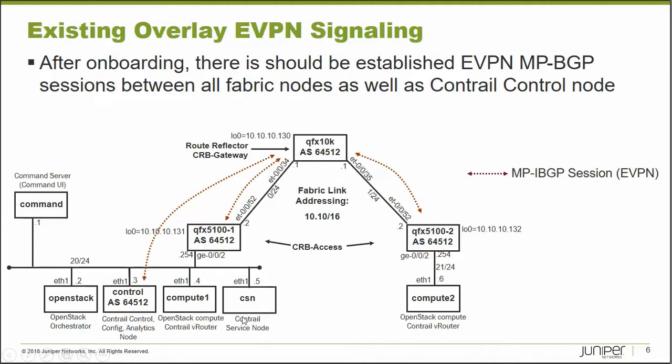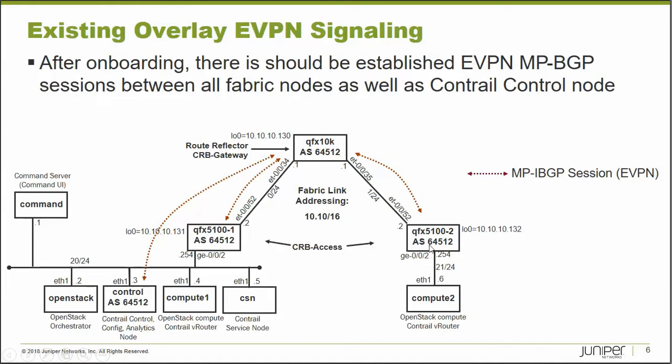And then we have the CSN that will be able to do DNS and DHCP for any bare metal servers that we add to the network. So that's our Contrail control node, and then up here we have the Command server installed as well that hosts the Command UI. All of this has to be in there, and all of the fabric nodes need to be reachable by these nodes.